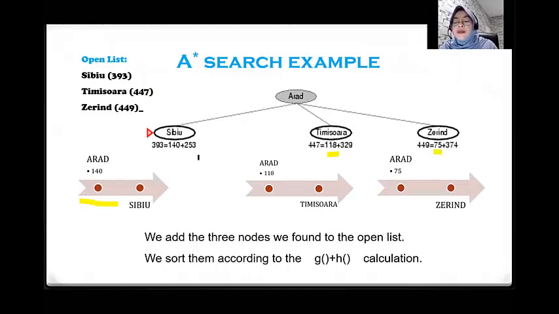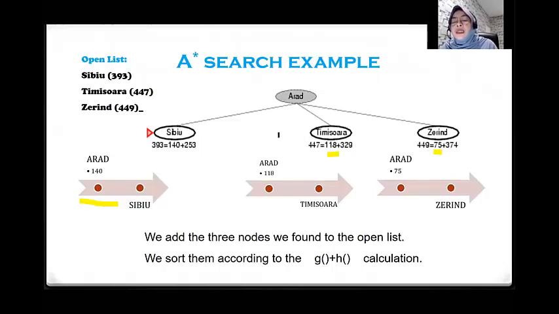So what is 253? 253 is the estimated distance between Sibiu and our goal city, that is Bucharest. This is the straight line distance between Sibiu and Bucharest, that is 253. So the total estimation from Arad to Bucharest through Sibiu is 140 plus 253, that is 393. Similarly, the distance to travel from Arad to Timisoara, then straight line to Bucharest, is 447 and Zerind is 449.